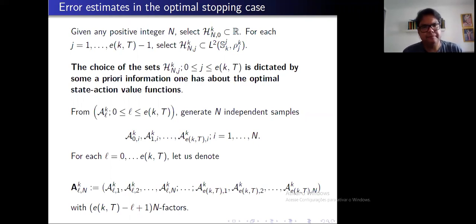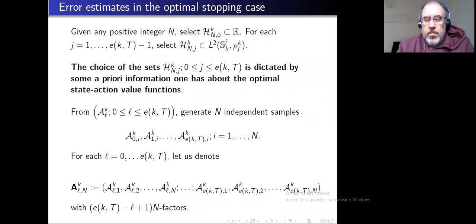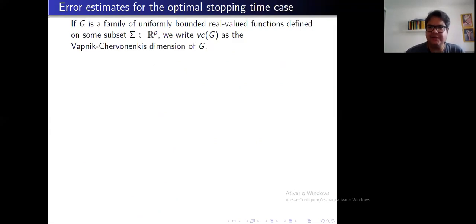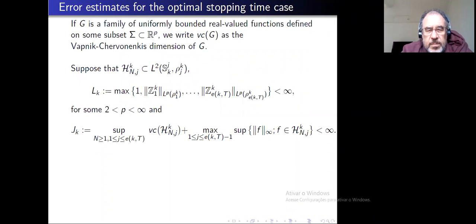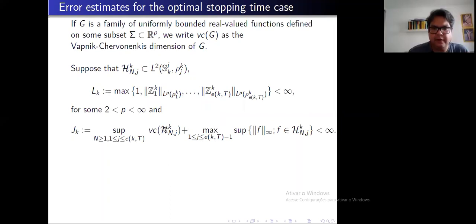So we select a space of functions in L2, and I consider the Monte Carlo samples, and there is an assumption in this stream of literature they call VC dimension, which encodes the complexity of the family of spaces that I'm going to use in the regression method. And then I will call it VC H. H is the space of functions that I choose a priori to work in the regression method.